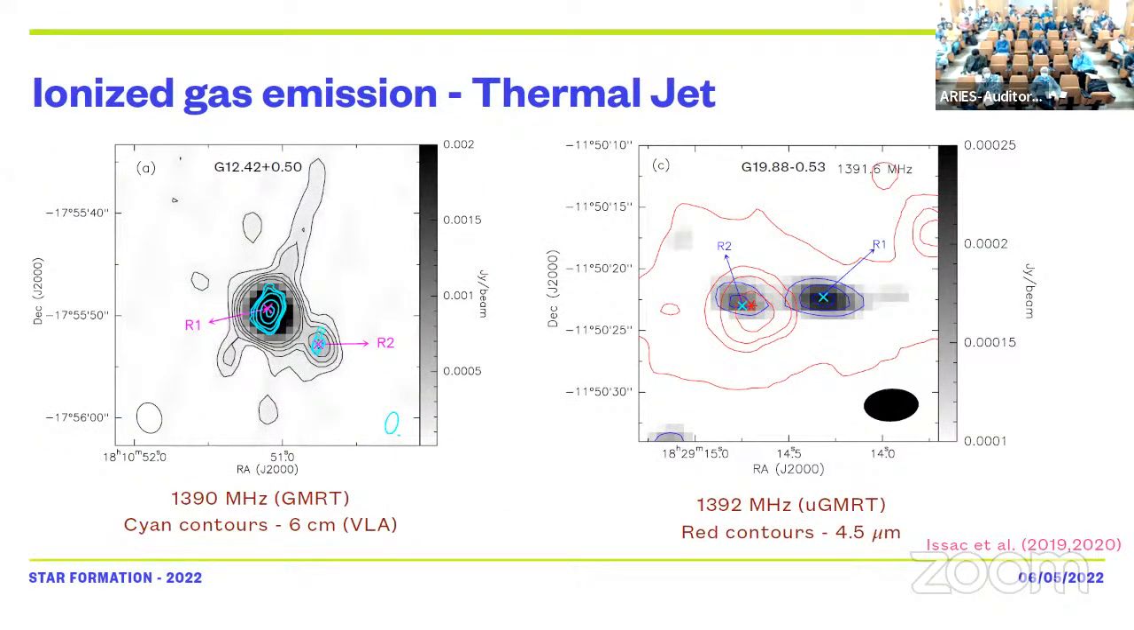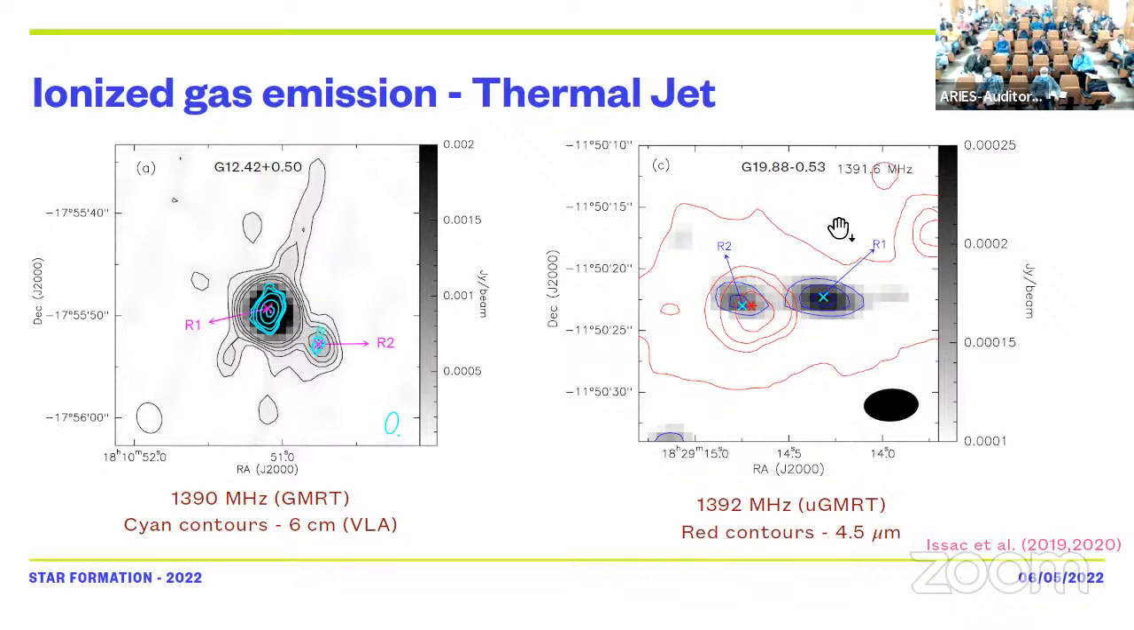So now that we've seen that these sources show protostellar activity, I mean jet activity, in the near infrared region, we also look for signatures of the jets in the radio region as well. For this, we carried out radio continuum observations using GMRT, and these are the 1390 megahertz maps for both the sources. As can be seen, for G1242 there's an elongated emission in the northeast-southwest direction, which consists of two radio components, R1 and R2.